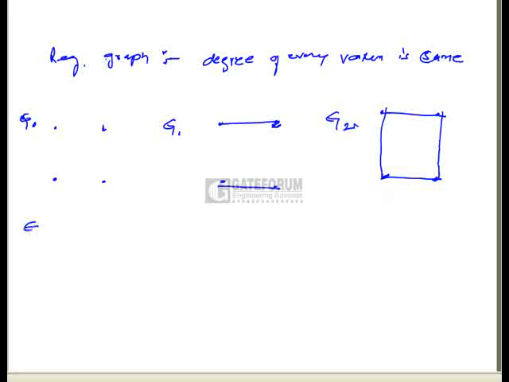And the last possible graph would be G4. In G4, the degree of each and every vertex is 3. So these are the possible regular graphs of order 4. So C is the correct option for this question.